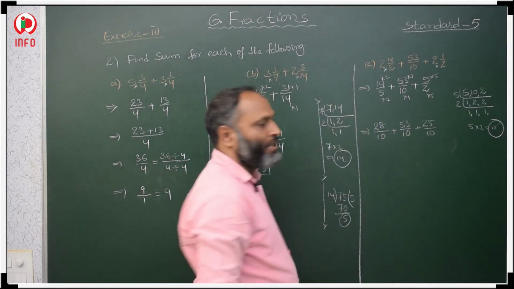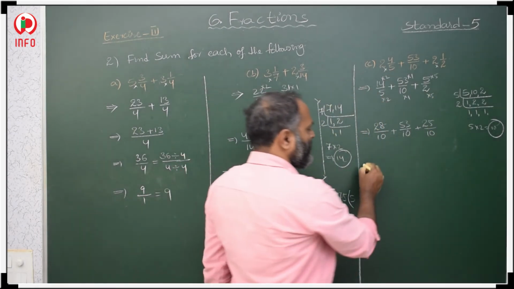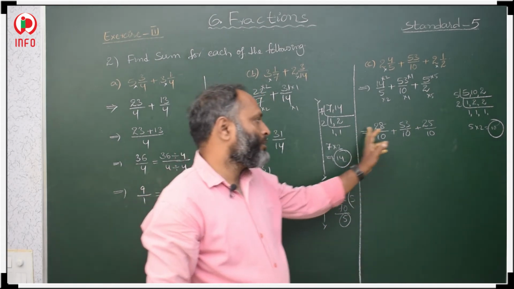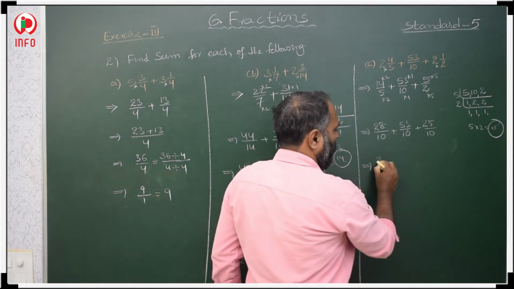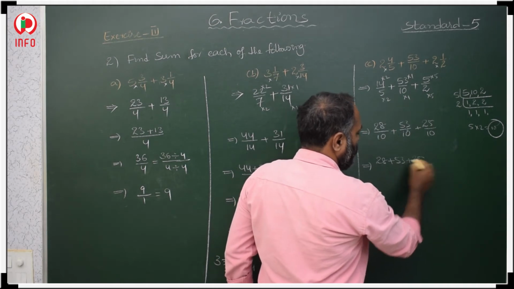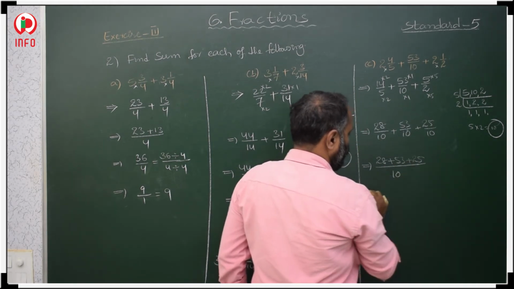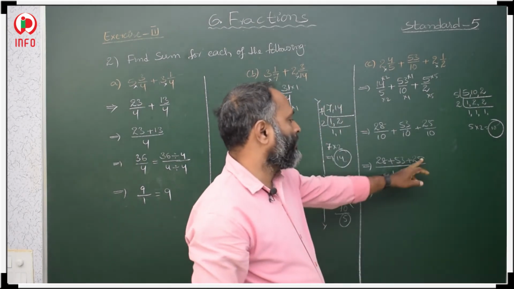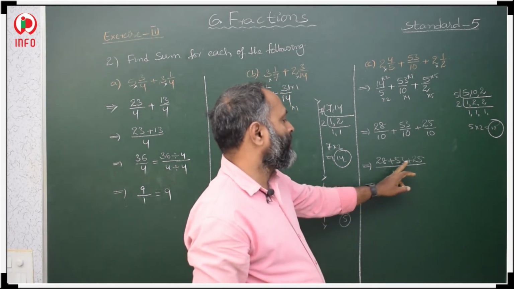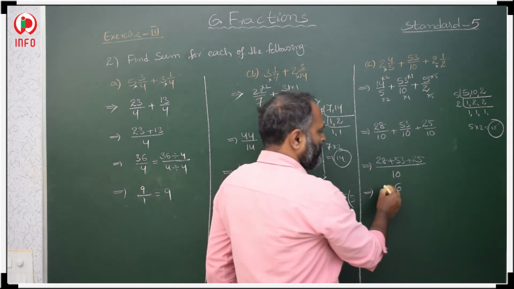All are like fractions now, so we have to add. We find the sum of numerators: 28 plus 53 plus 25 by 10. Then how to add? 5 plus 3, 8, 8 plus 8, 16. 1, 5, 6, 7, 8, 9, 10.